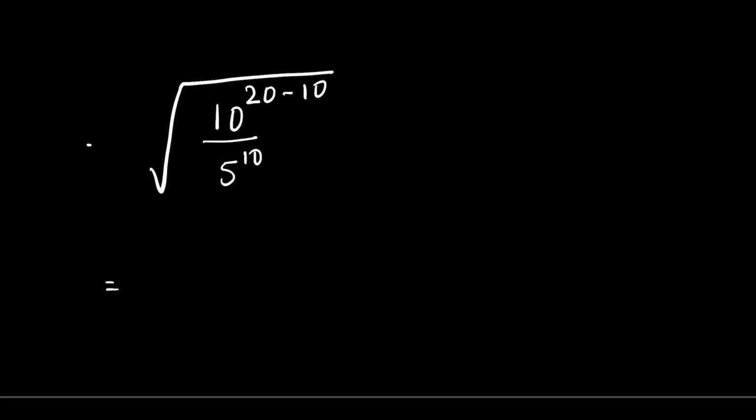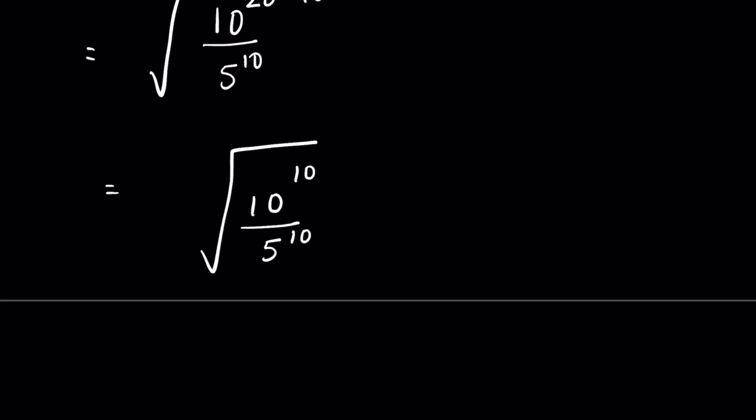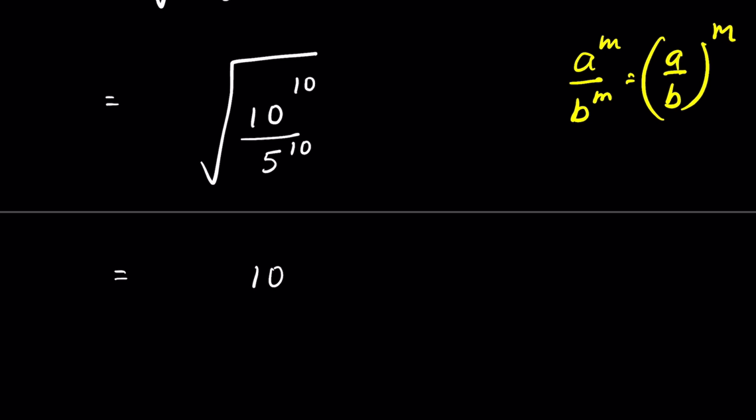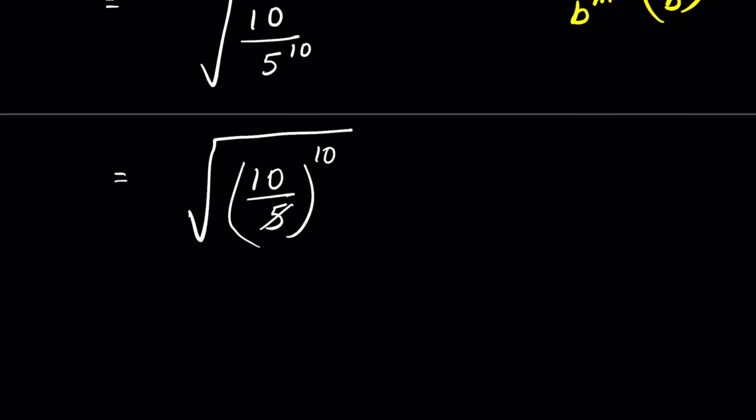So, this is 10 to the power 10 upon 5 to the power 10 under square root. Now again, a raised to the power m upon b raised to the power m, we can write as a upon b whole raised to the power m. So this we can write as 10 upon 5 whole raised to the power 10 under square root. Now 5 times 2 is 10, so this is 2 to the power 10 under square root.